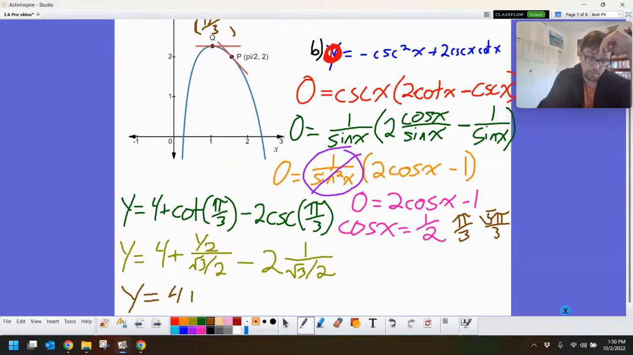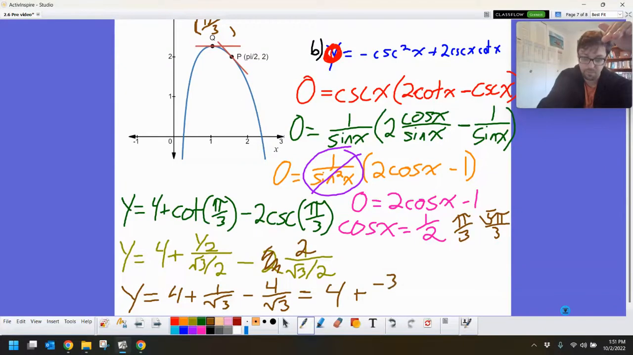So this is 4 plus 1 over the square root of 3 minus, this 2 doesn't really do much there. I'm just going to put it right there to get it into that fraction. So we get 4 over the square root of 3 if I multiply top and bottom by 2. So this equals 4 plus 1 over the square root of 3 minus 4 over the square root of 3, which is negative 3 over the square root of 3. We could rationalize that, and we get 4 minus the square root of 3. That is about as simple as you can make it.